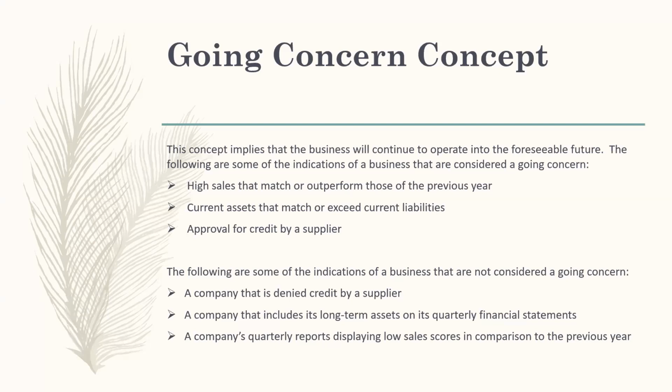So let's see some of the things that will indicate to you that a business is a going concern. The first one is high sales that match or outperform those of the previous year. If a business has good sales, they are selling goods regularly and they are making money, that's a clear indication that the business is operating and doing well, so it's a going concern.